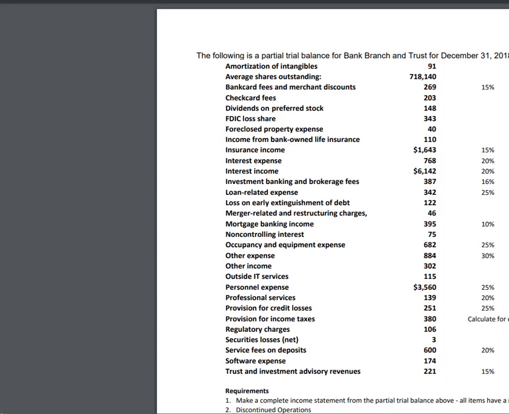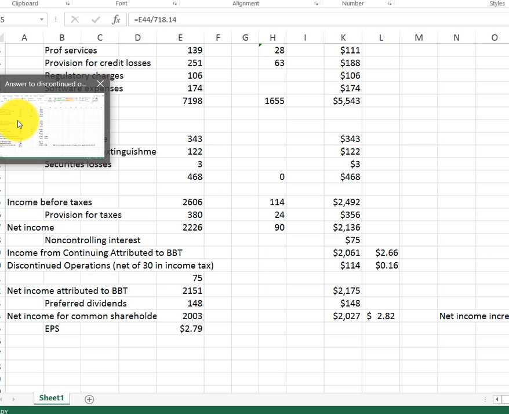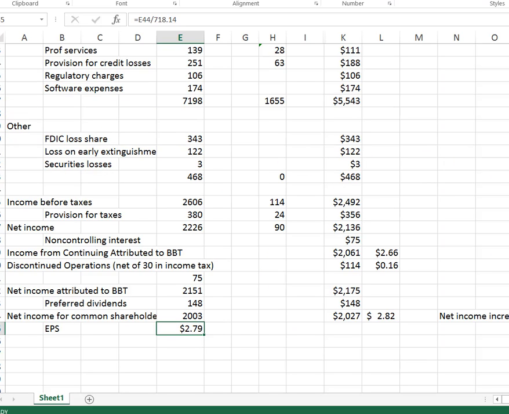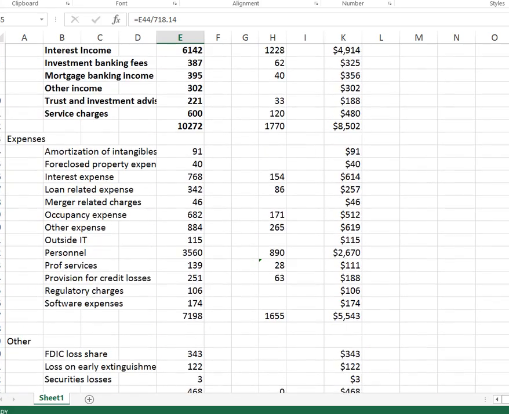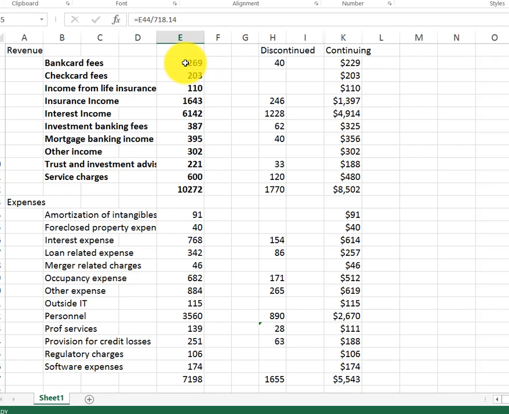So to do that, use the Excel spreadsheet. This is what that might look like. Again, there are multiple ways you could do this, but I suggested in the description that perhaps you first do the income statement without any consideration for the discontinued operations. So that means that basically we just find all of the revenues that are listed and add them up. So here's all our revenues.